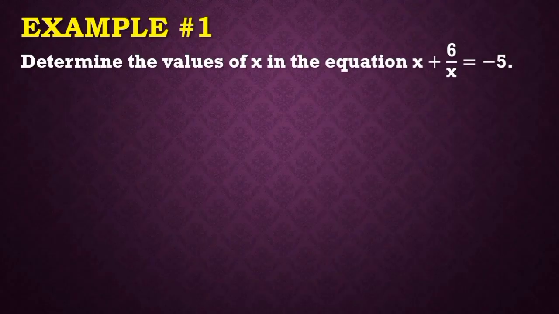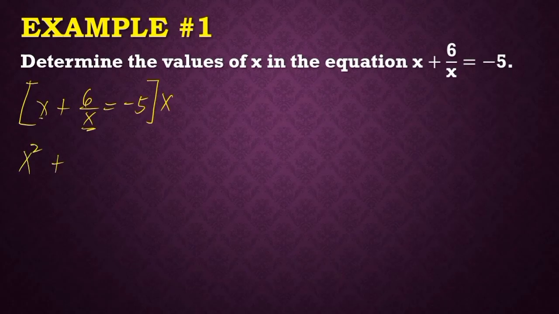So determine the values of x in the equation x plus 6 over x is equal to negative 5. So rewrite lang natin. So yung LCD ng equation natin na to is yung x. So we multiply x to the whole equation. So x times x, that is x squared, plus, so dito sa pangalawa, 6 over x, makakancel yung x. Matitira na lang 6. Equals negative 5 times x, that is negative 5x.